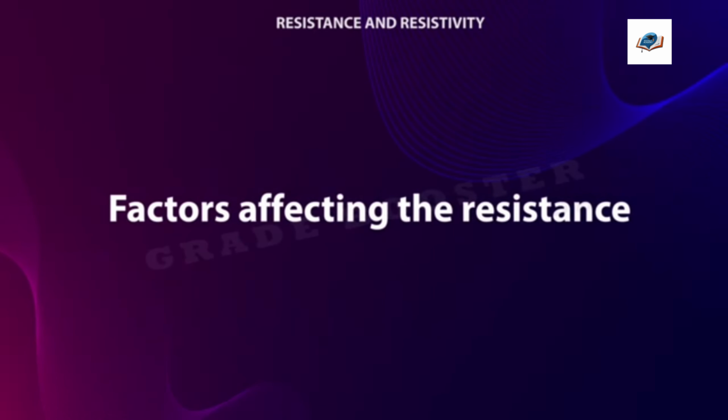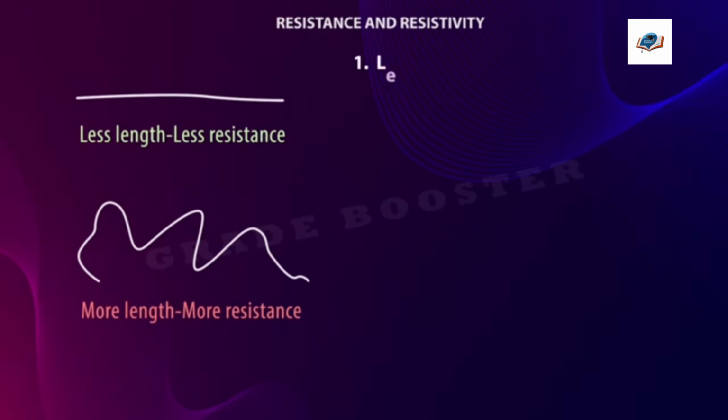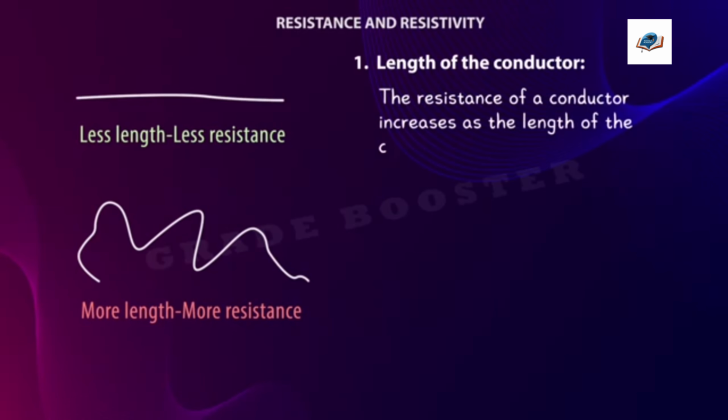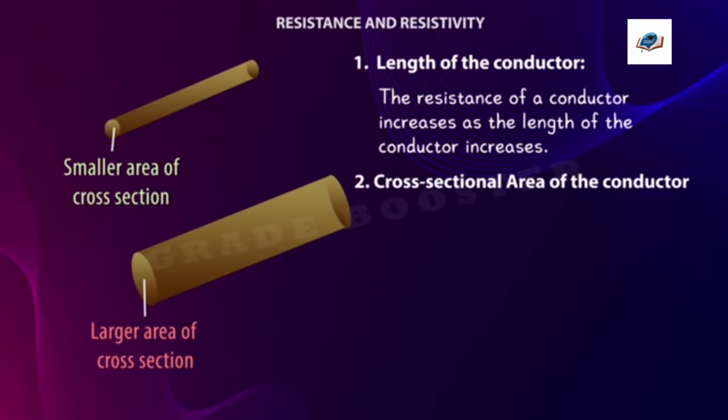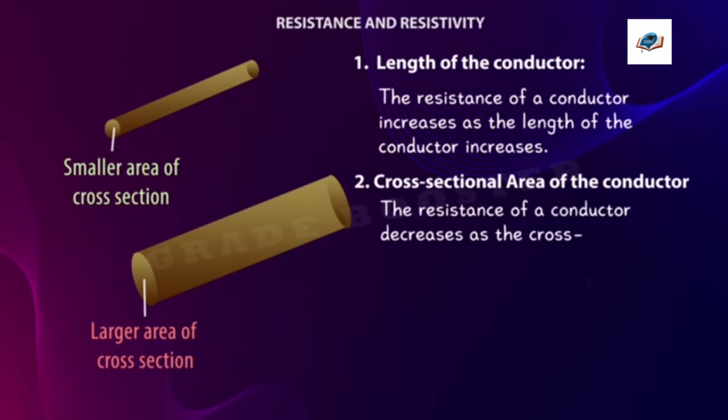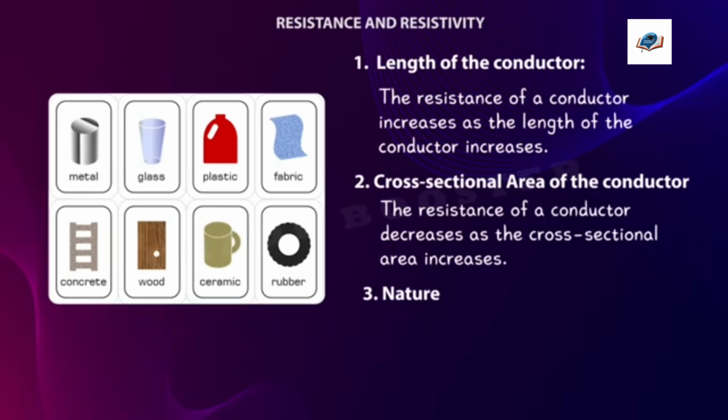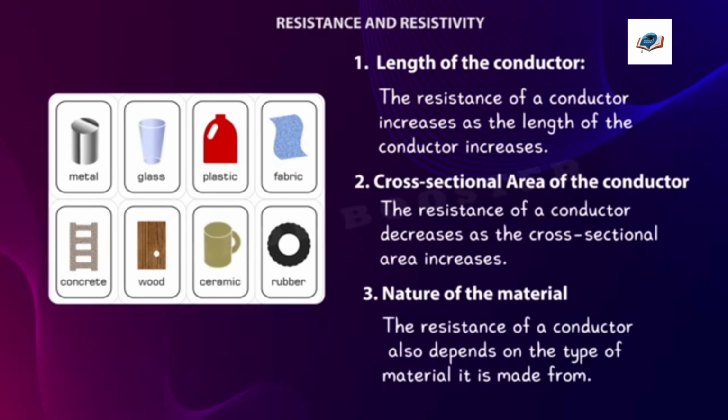Now let's see the factors on which the resistance of a conductor depends. Resistance of a conductor depends on the following factors. 1. Length of the conductor. The resistance of a conductor increases as the length of the conductor increases. 2. Cross-sectional area of the conductor. The resistance of a conductor decreases as the cross-sectional area increases. And the third one, nature of the material. The resistance of a conductor also depends on the type of material it is made from.